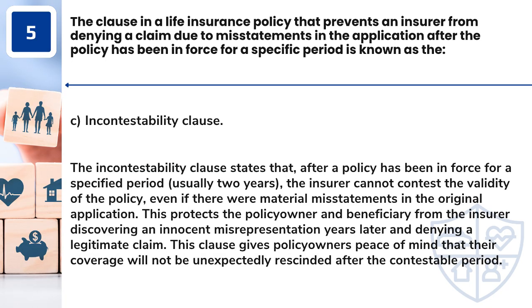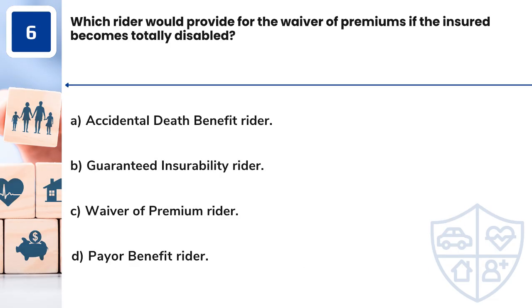Answer: C. Incontestability clause. The Incontestability Clause states that, after a policy has been in force for a specified period, usually 2 years, the insurer cannot contest the validity of the policy, even if there were material misstatements in the original application. This protects the policy owner and beneficiary from the insurer discovering an innocent misrepresentation years later and denying a legitimate claim. This clause gives policy owners peace of mind that their coverage will not be unexpectedly rescinded after the contestable period.